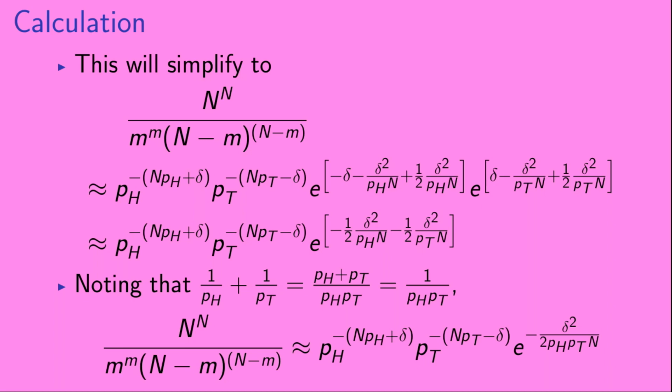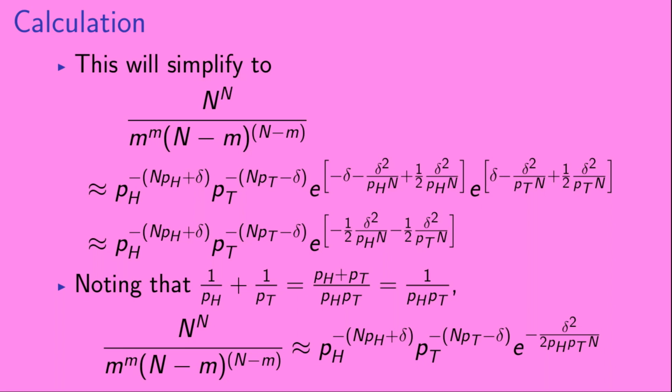Next, let's look at the first exponential. The argument of the first exponential contains minus delta squared over pH n plus 1/2 delta squared over pH n. These just add together to give minus 1/2 delta squared over pH n. Similarly, in the second exponential, the minus delta squared over pT n and the plus 1/2 delta squared over pT n add together to give minus 1/2 delta squared over pT n.